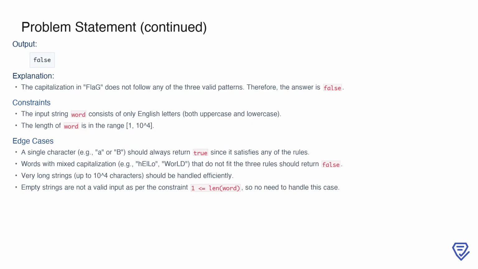Finally, let's review the constraints and edge cases to ensure we handle all scenarios effectively. The input string will consist only of English letters, and its length will range from 1 to 10,000 characters. Single character words, such as a or b, always satisfy at least one rule and should return true. However, words with mixed capitalization that don't fit the three patterns must return false. Additionally, the solution should efficiently handle very long strings up to the maximum length of 10,000 characters. Note that empty strings are not valid inputs according to the constraints, so there's no need to account for them.